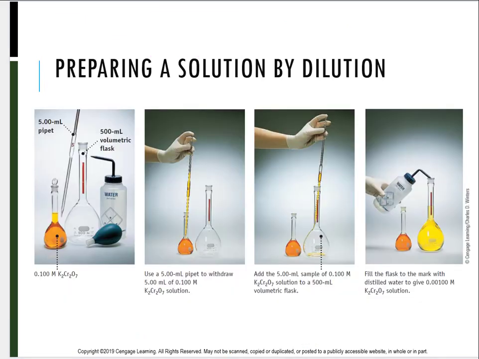Now let's say we want to prepare a solution by dilution. Notice here that we have 0.1 molar potassium dichromate, so we've got that right here. And notice that I'm going to take my 5.00 milliliter pipette. So we're going to take 5 milliliters of our concentrated solution. So I know the volume and I know the concentration of my concentrated solution. Then I'm going to put that in there, and I'm diluting this all the way up to the mark of however big that flask is. In this case, it's a 500 milliliter flask. So how do we figure out the concentration of my diluted solution? That's what we're going to look at here.